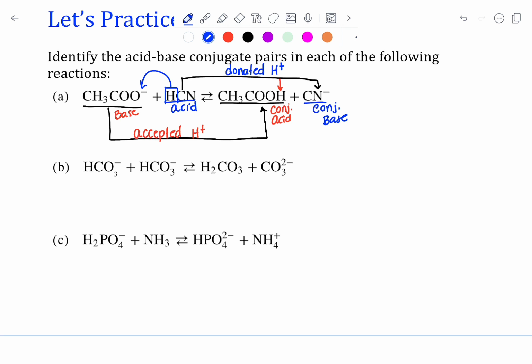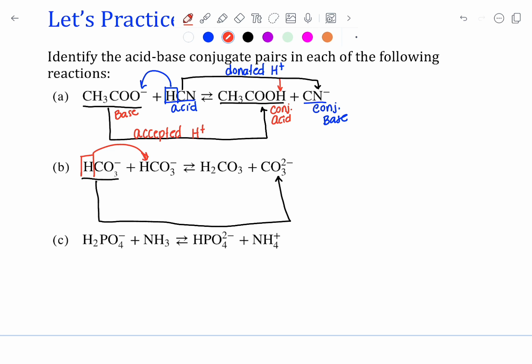In our next example in B, we have HCO3- reacting with itself. So we have two HCO3- turning into H2CO3 and CO3 2-. You can pick either one to start with and turn it into either product. Let's say this first HCO3- turns into CO3 2-. Well, what happened in that case? One of those hydrogens was removed and given to the other reactant.